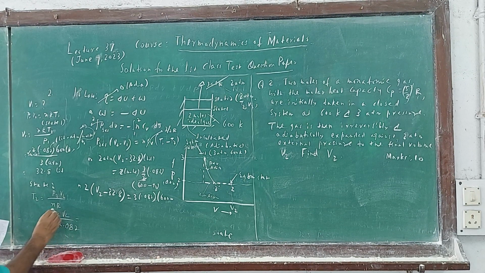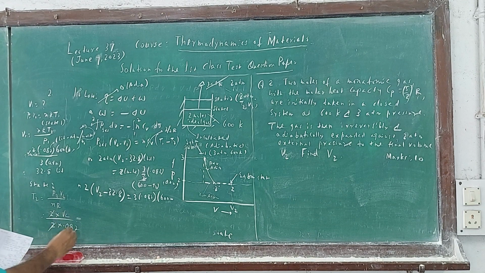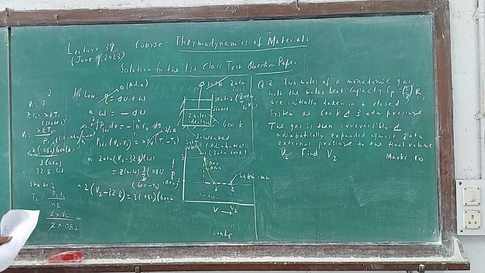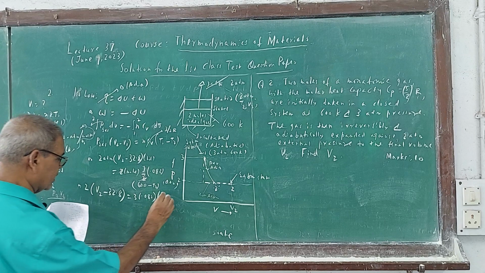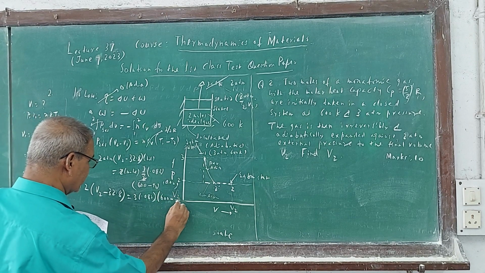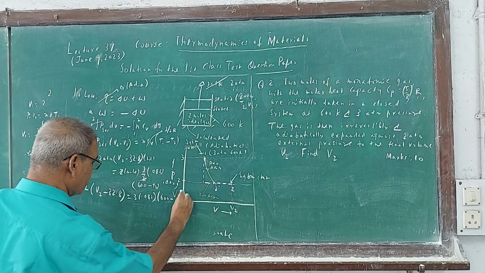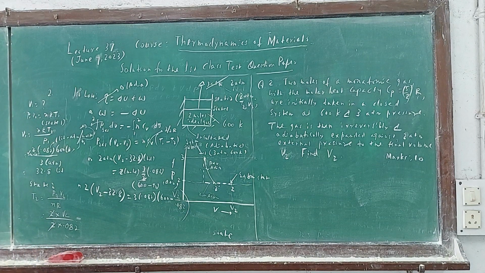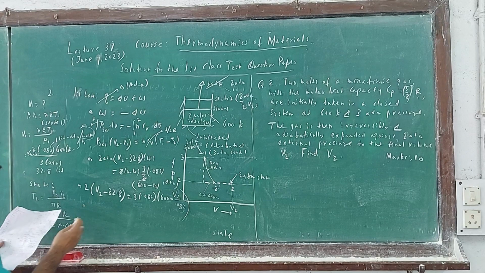The 2 cancels, so you get this relation. T2 is P2 V2 by 0.082. I'm writing 0.012, roughly 12. Then 600 minus T2 is here. Substitute T2, so all in V2. Only one unknown, so you can solve V2 yourself.